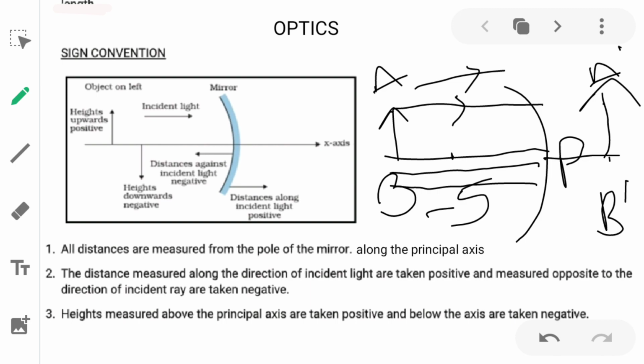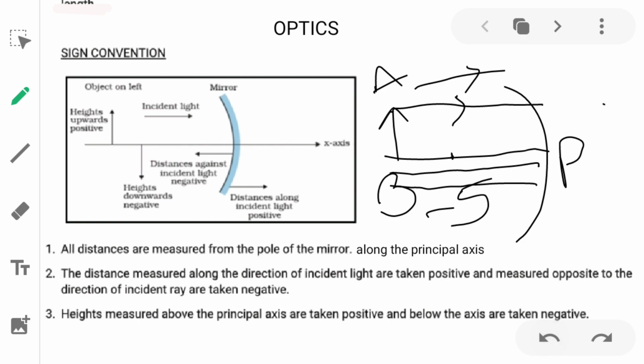P B dash, if it is something like 2 centimeter. Now what is the direction of the measurement from the pole to B dash? From the pole to B dash towards the right, which is in the direction of the incident ray, then this measurement can be taken as positive. So your image distance becomes +2. This is just an example.